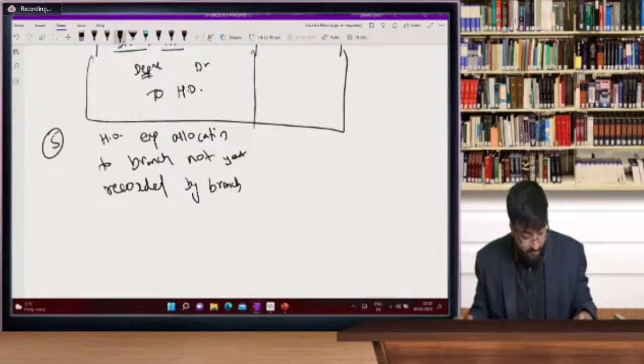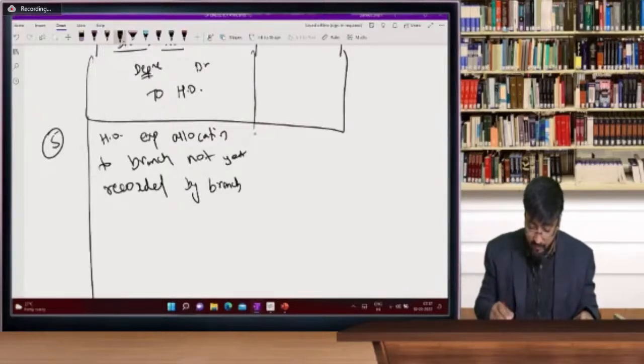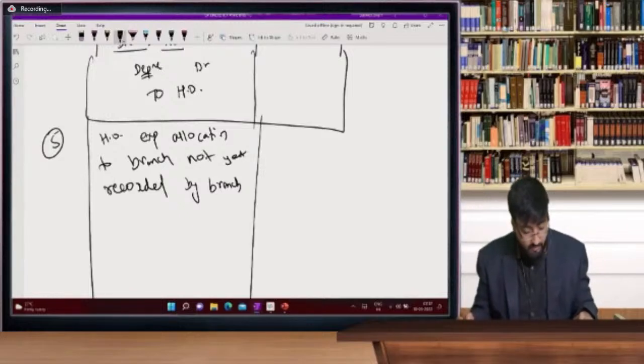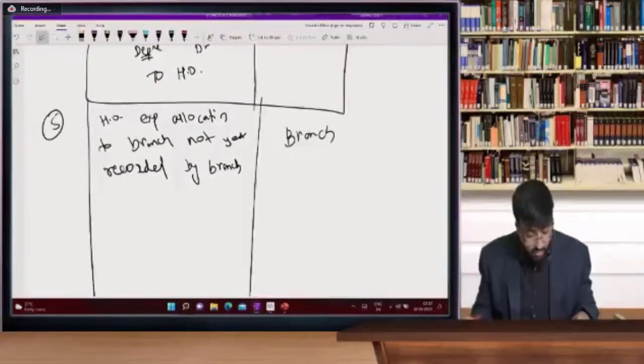Yes. Now fifth entry. Branch. What is the entry? Yes, Mohit Chaudhary passed the entry, though he is not giving homework answers.